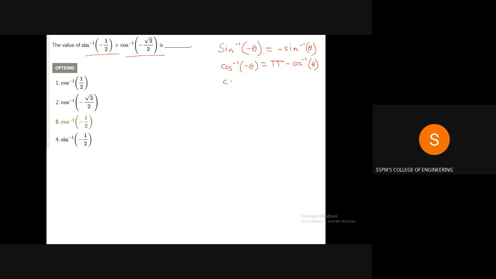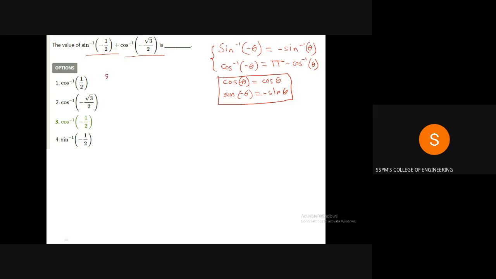Other things that you might use: cos of minus theta is equal to cos theta, and sine of minus theta is equal to minus sine theta. We don't need these two formulas in this example, but we will use them in another example.